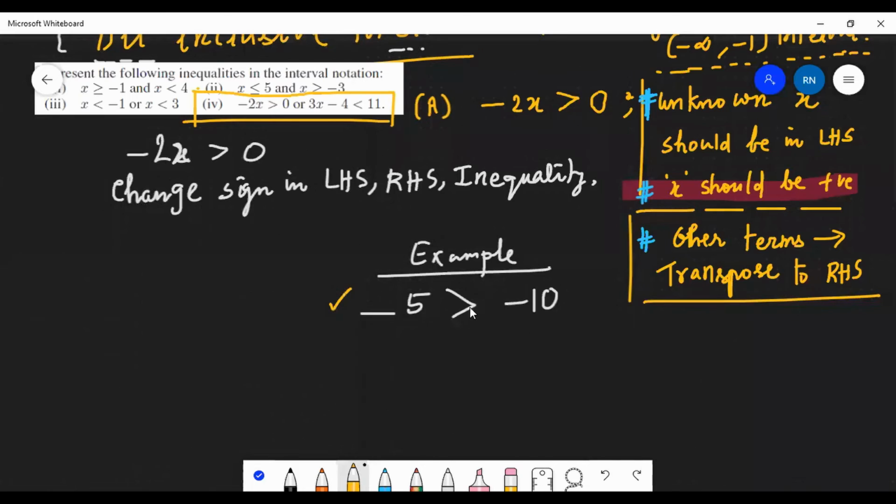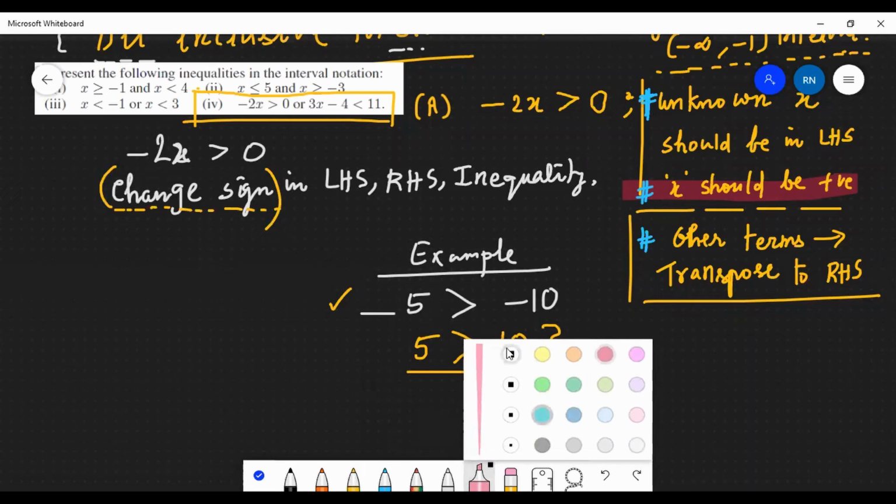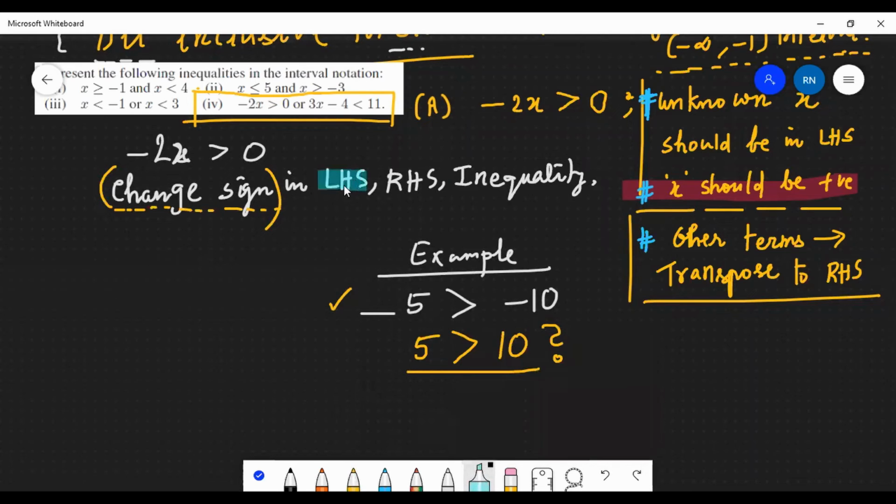No doubt. But if I change the sign of the number on the left side, and the number on the right side maintains the same sign, will I be right? No, sir. So this is what you have to understand. If you are changing sign, you must ensure that it is done in LHS, in RHS, in inequality also.